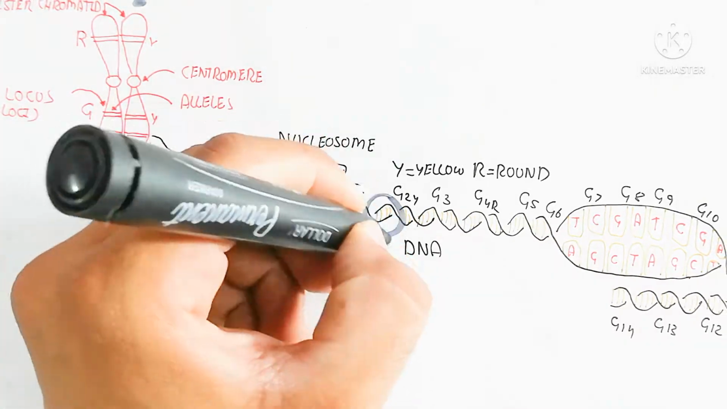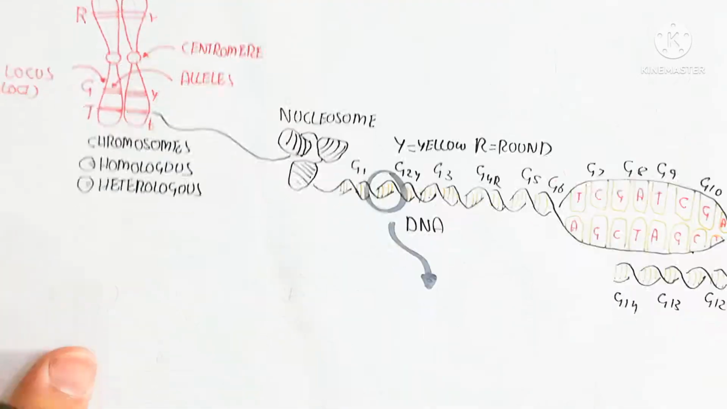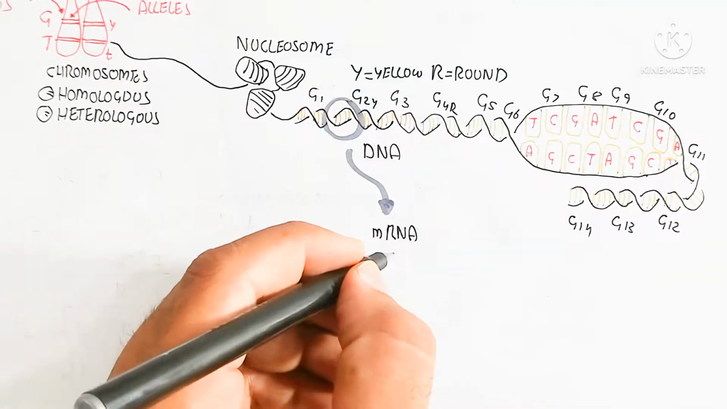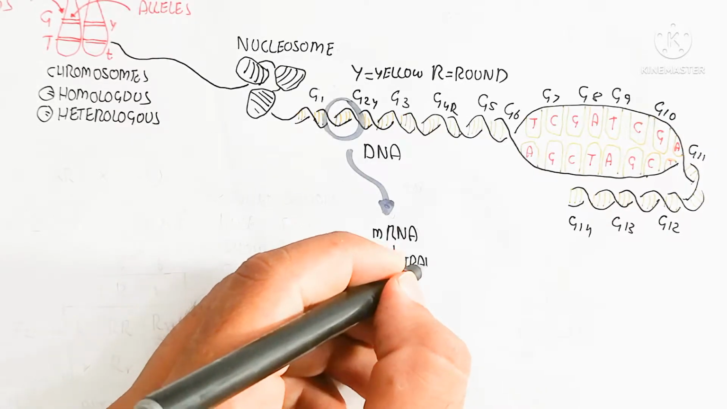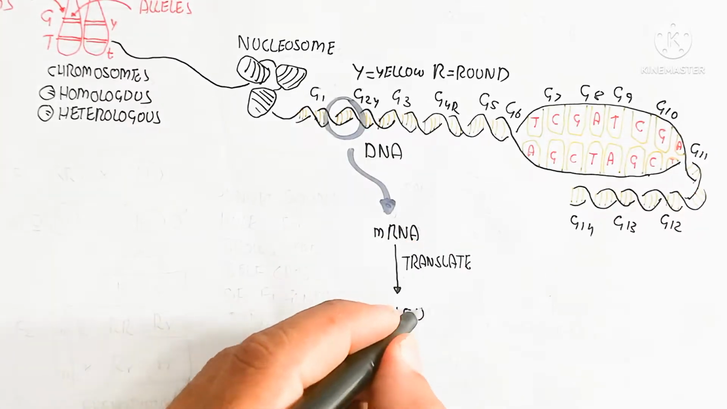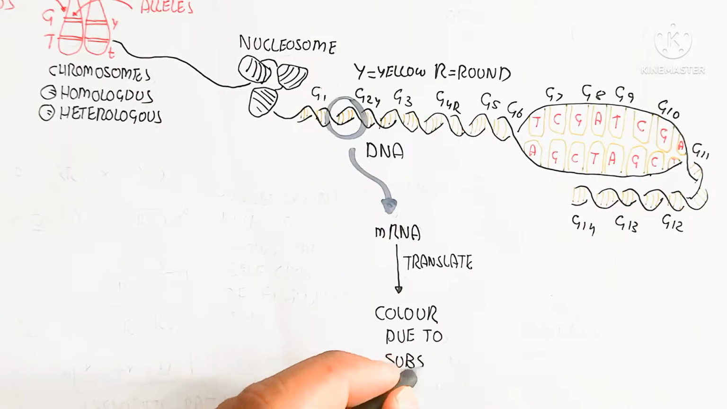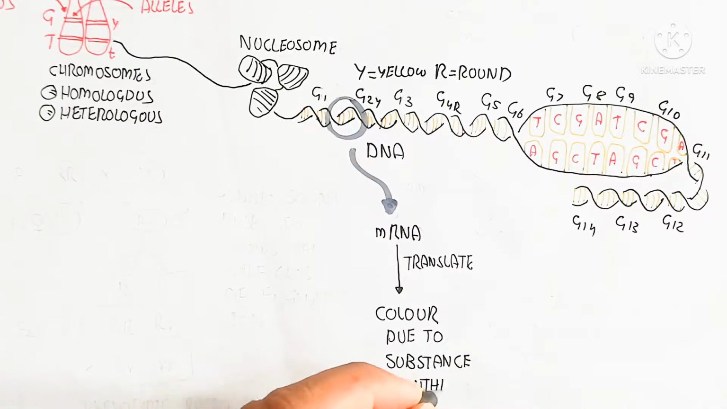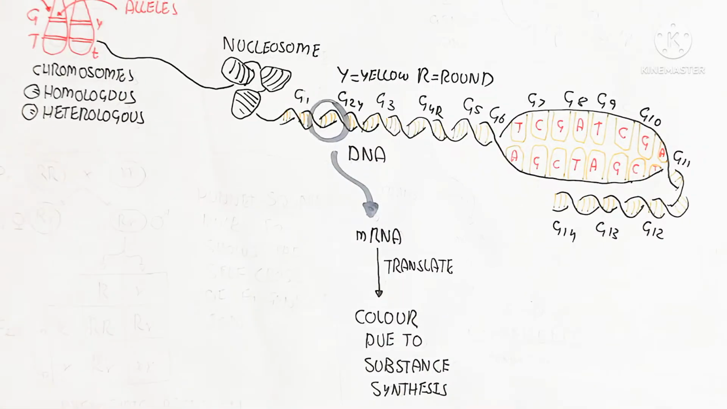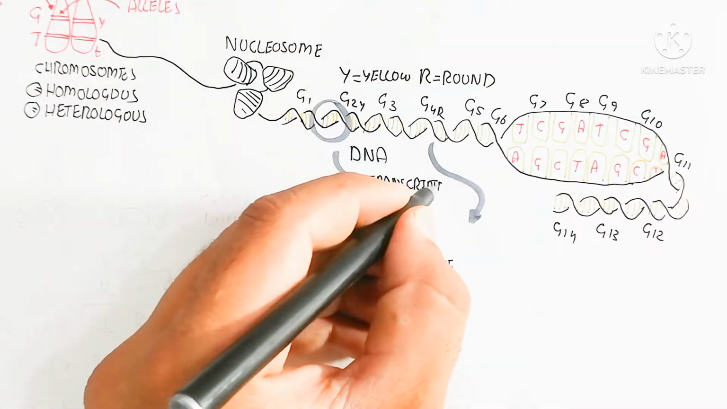So these chromosomes contain nucleosomes. This nucleosome contains histone protein and DNA. This DNA contains genes. For example, here are genes 1 to 14. These different genes contain thymine, cytosine, guanine, and adenine, the nitrogenous bases, which produce the gene.